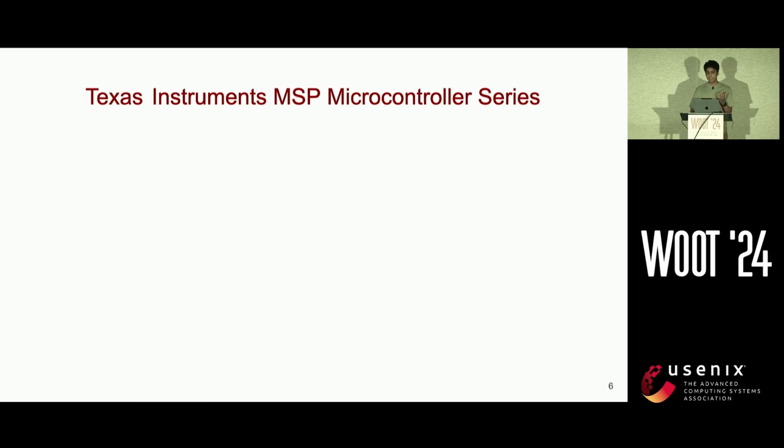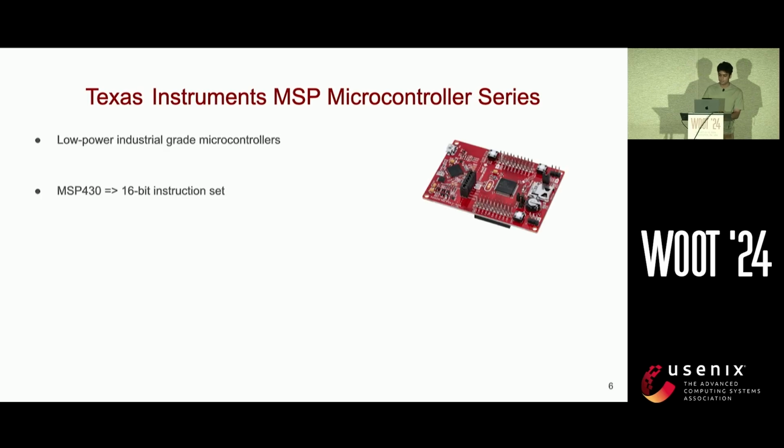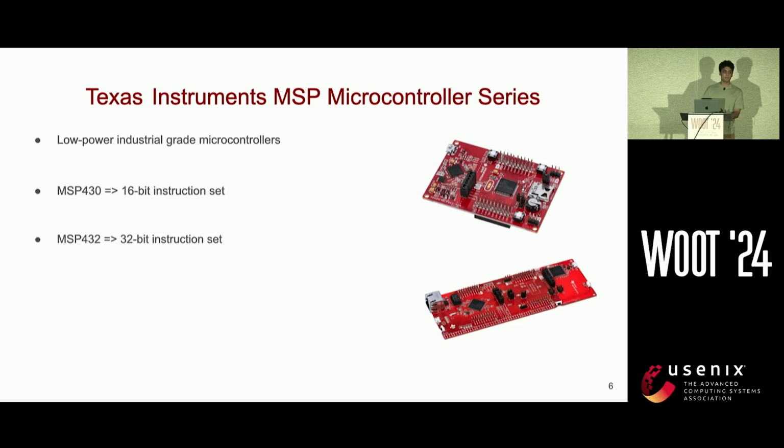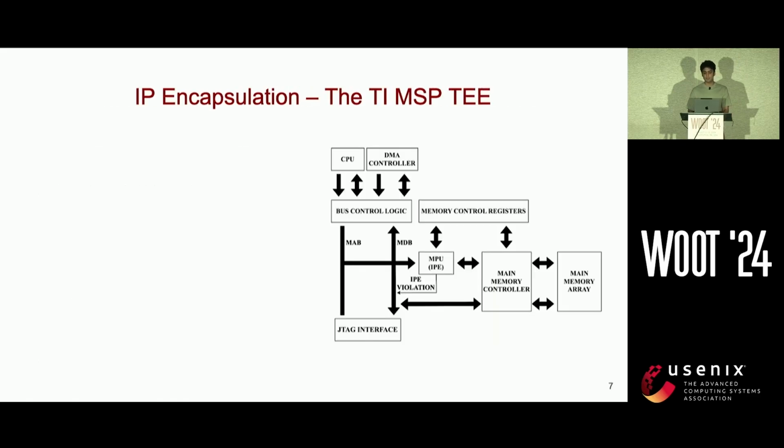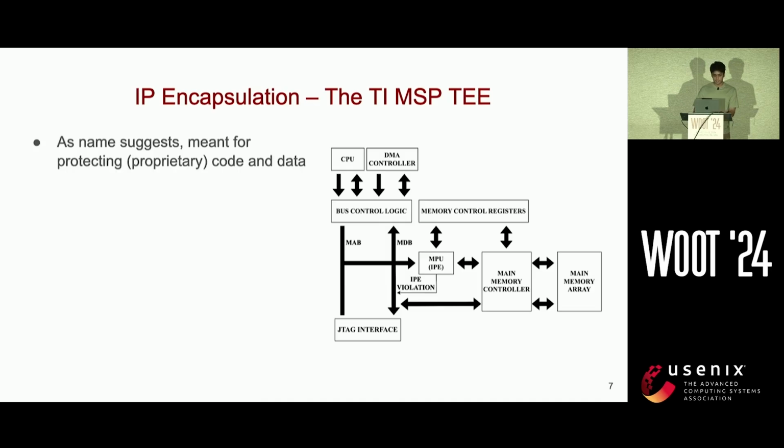One of the most widely deployed low power microcontrollers is the Texas Instruments mixed signal processing line of devices. It comes in two flavors, a 16-bit instruction set on the MSP430 and a 32-bit instruction set on the MSP432. The 16-bit instruction set on the MSP430 can also be extended to 20 bits, as in the case of CPUX. Texas Instruments offers IP encapsulation on their MSP microcontrollers. It is one of the few TEEs for low-end devices, which is common to large-scale IoT deployments. As the name suggests, it is meant for protecting proprietary code and data.